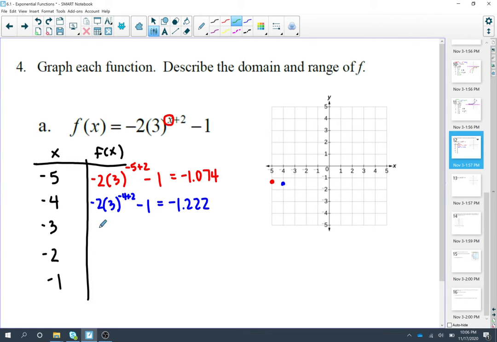Then we're going to substitute in -3. Which is -1.667. And then substitute in -2. You can pause the video, give that a try. But you should get -3. And then substitute in -1. And you should get -7, which takes us about right here.